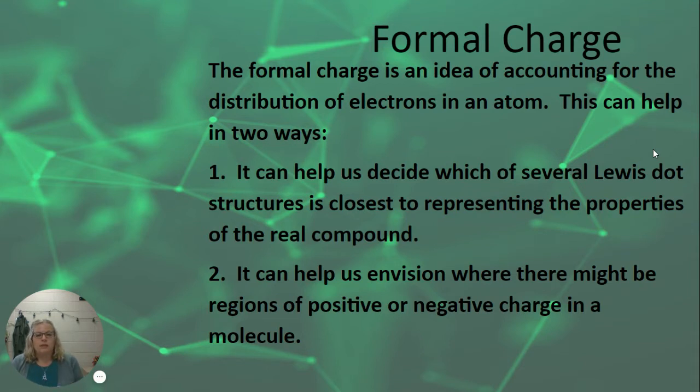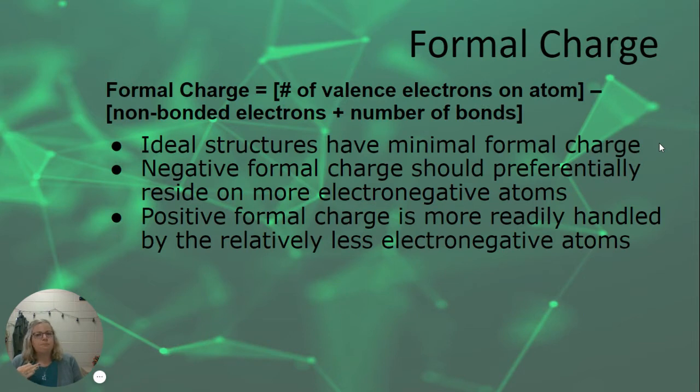And so it can help us in two ways. It can help us decide which of several Lewis dot structures makes the most sense for this real compound, or it can help us see regions of electron charge, whether positive because the electrons left or negative because there are extra electrons hanging out on that side, to see if that makes sense. That's going to play more of a role when we talk about molecular polarity coming on, but formal charge takes care of both of those things. Formal charge is easy to calculate. What you have to do, and honestly, this is the hardest part, is successfully count the number of valence electrons that your element brings to the party for the Lewis structure.